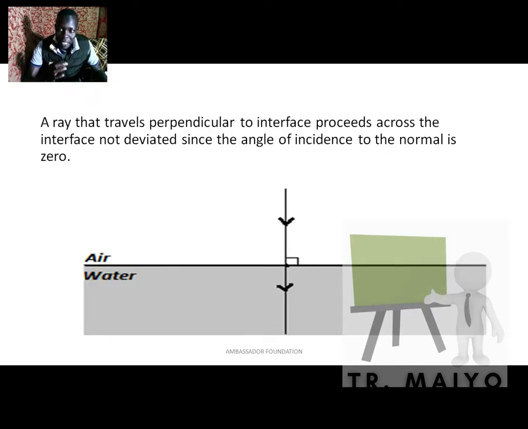This is what I was saying. Check on my screen. A ray that travels perpendicular, the other name for perpendicular is normally, to the interface, proceeds across the interface, not deviated, since the angle of incidence to the normal is 0. Get that one clearly.